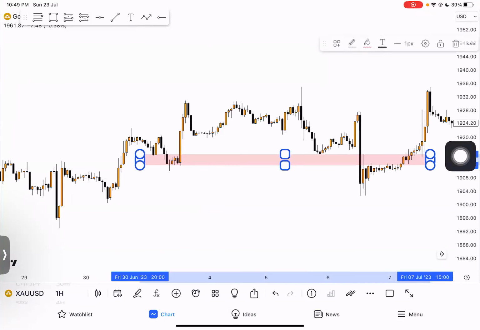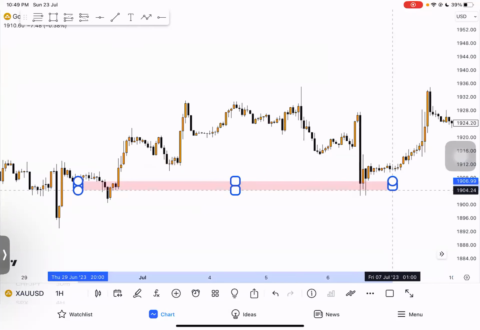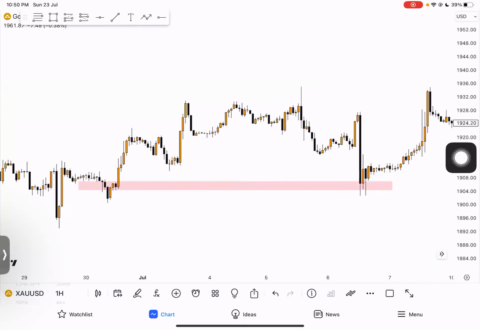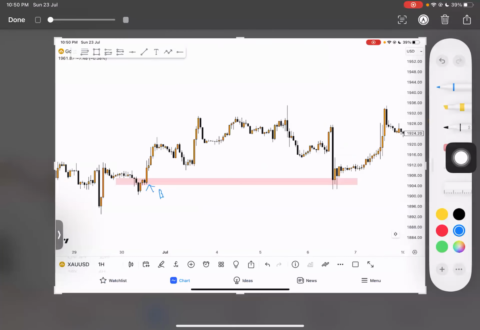Okay, either this one or you take this one. This one better. Same thing, you can just take the last bearish, last bearish before rally. Take this as a base.